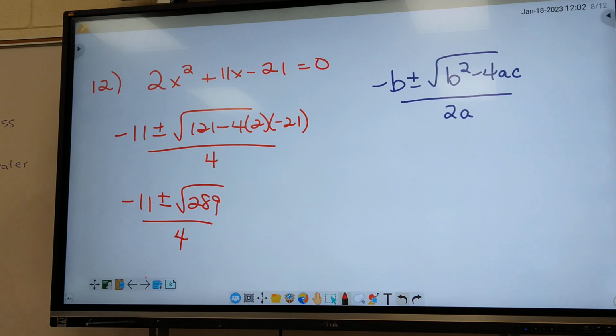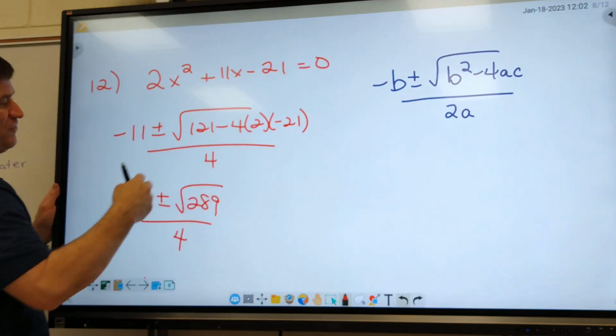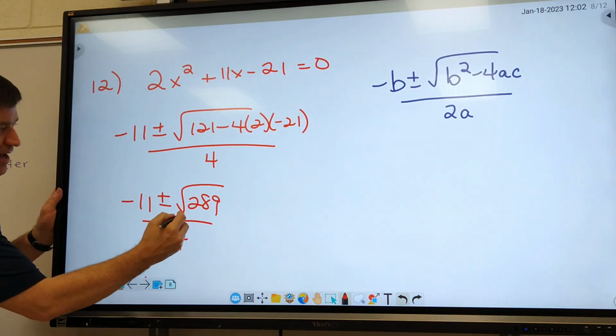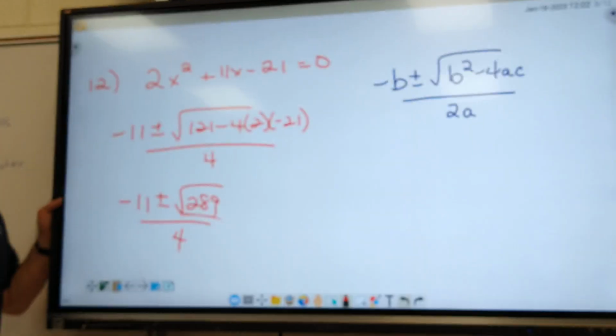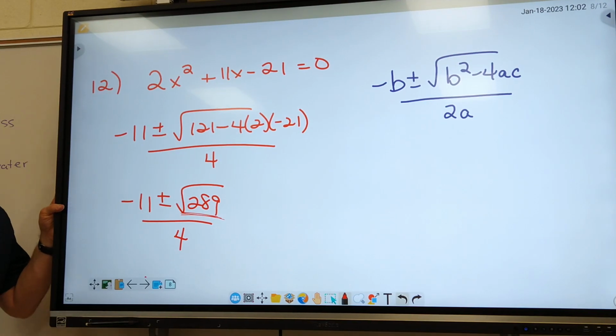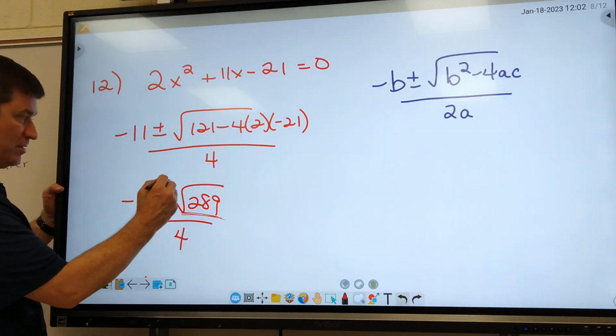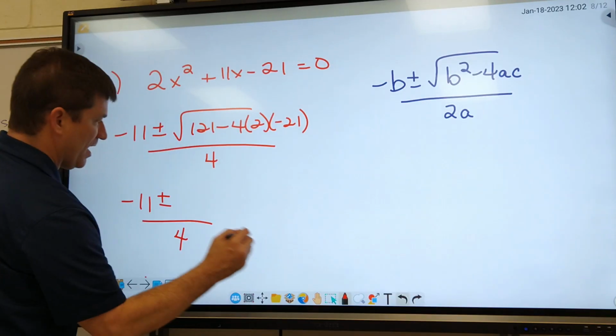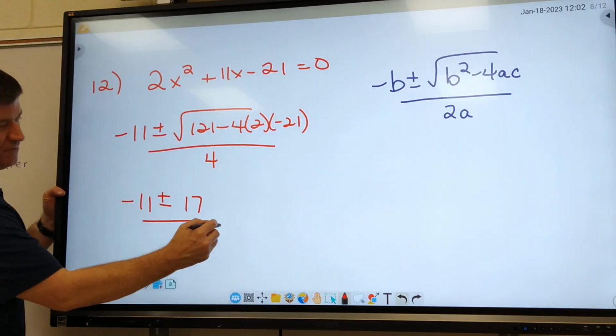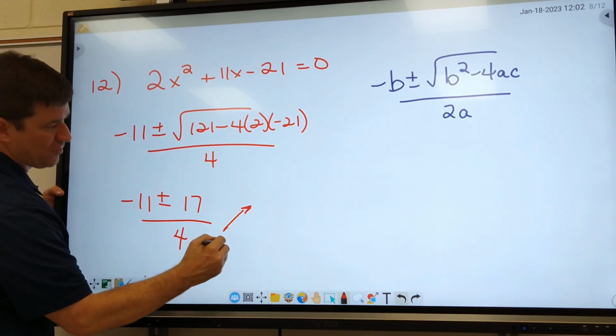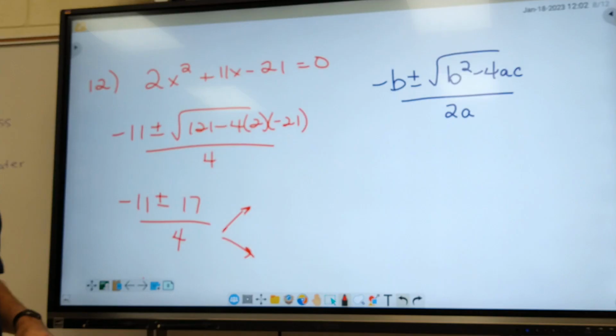Okay, so got it set up with all the numbers in the formula. Jaden typed it in. He got square root of 289. Now somebody find that square root for me. 17. I might need to add that on the board. All right, so that turns into a 17. Okay, well now finish it out. Find both answers. First use the plus, then use the minus.